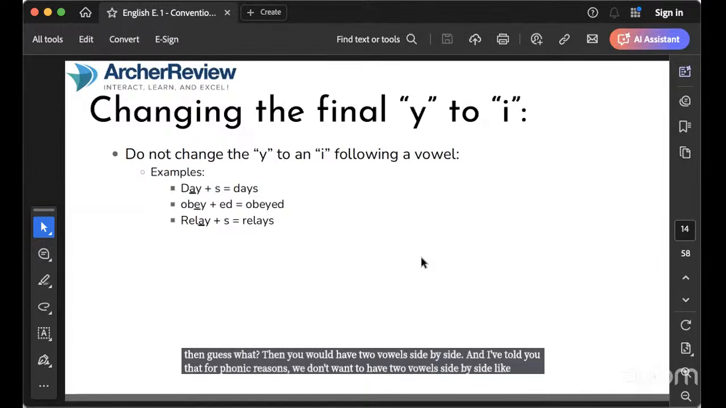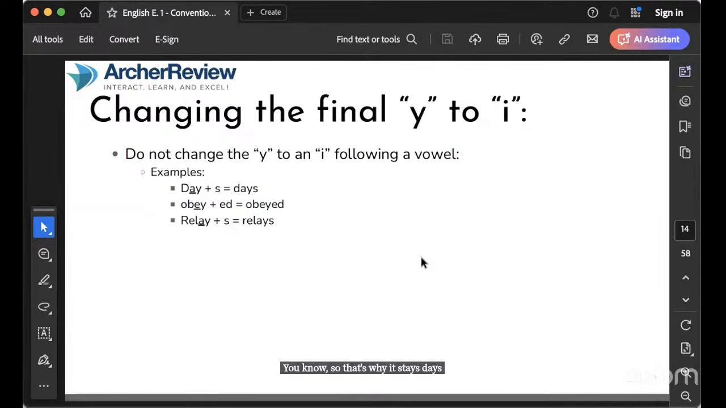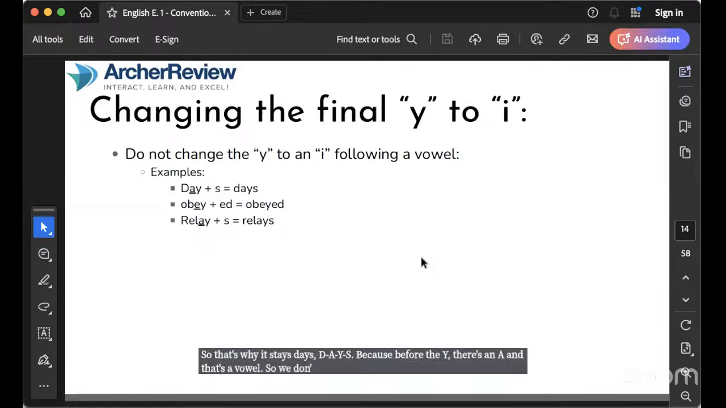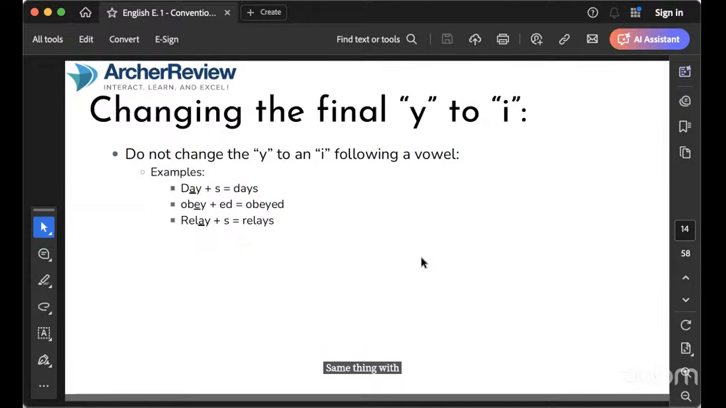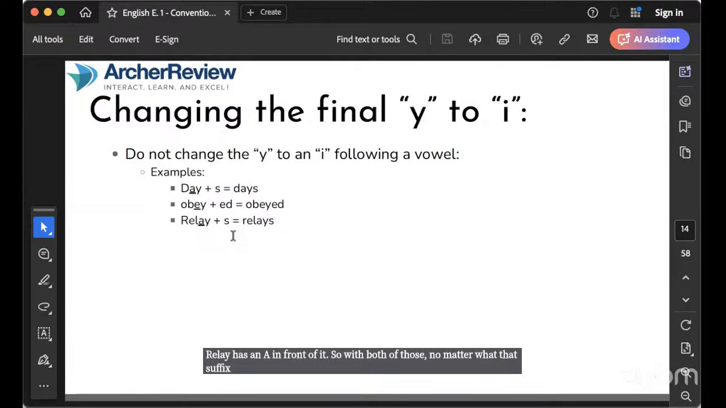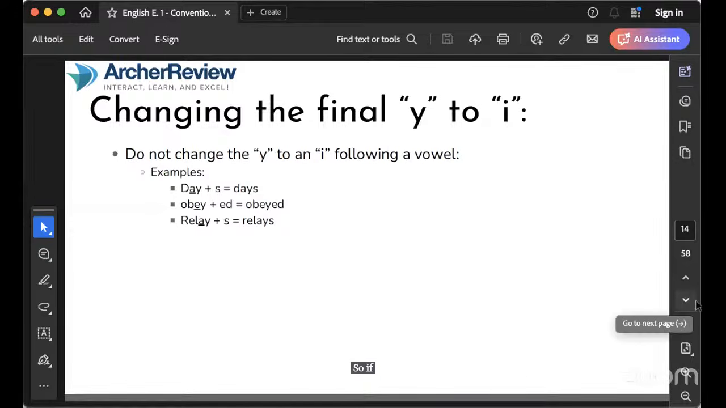And I've told you that for phonic reasons, we don't want to have two vowels side by side like that. So we wouldn't want it to be D-A-I-S. That's why it stays days, D-A-Y-S, because before the Y there's an A, and that's a vowel, so we don't want to drop it off. Same thing with obey, has an E in front of it. Relay has an A in front of it. So with both of those, no matter what that suffix was, we didn't drop the Y, we just left it alone. So if it's a consonant, you drop it and change it to an I. If it's a vowel, you leave it alone.